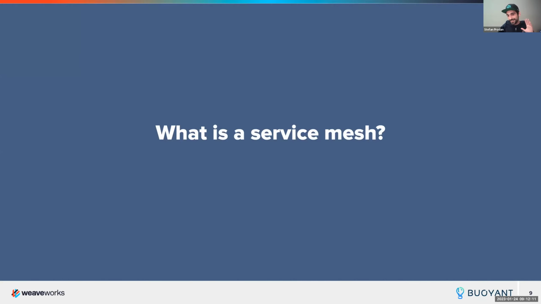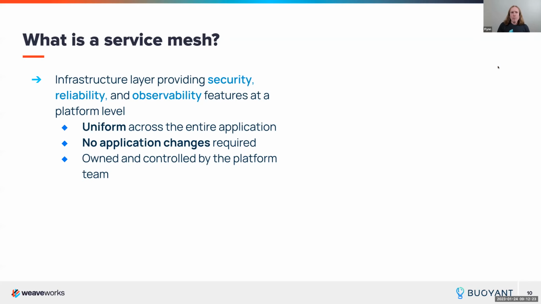Let's see what the service mesh is. Go, Flynn. Thank you. Service meshes are simpler than GitOps, actually. You go ahead to the next slide, please. So a service mesh is basically an infrastructure piece that you put into your cluster. It provides security, reliability, and observability uniformly across your entire application without requiring you to change your application. This is a pretty big deal.